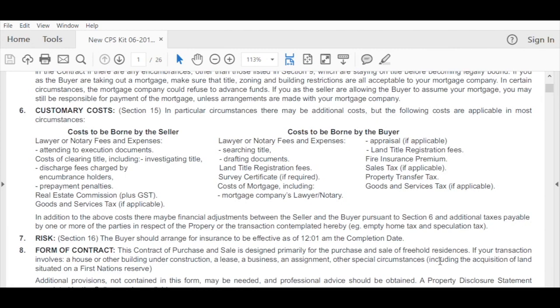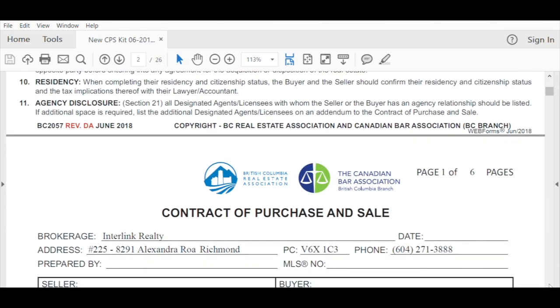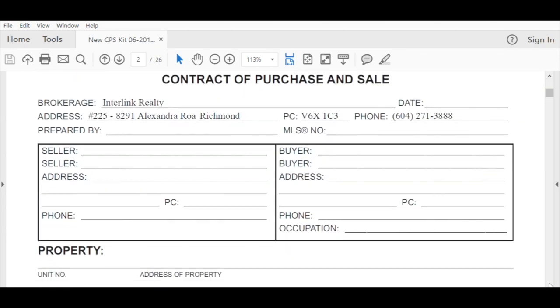So once you start with your buyer, you get them to initial right here, and acknowledge that they already understand there will be certain costs involving the purchase of the property. And then next, we go to the main page of the contract of purchase and sale.